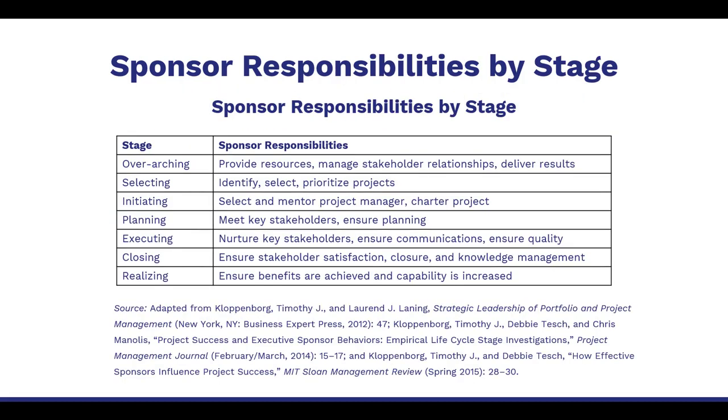The sponsor's responsibility by stage. And here we have the stages of overarching, selecting, initiation, planning, executing, closing, and realizing. It gives us a breakdown of those responsibilities. Please take note of this and understand each stage of the project and what the sponsor really does in that stage.